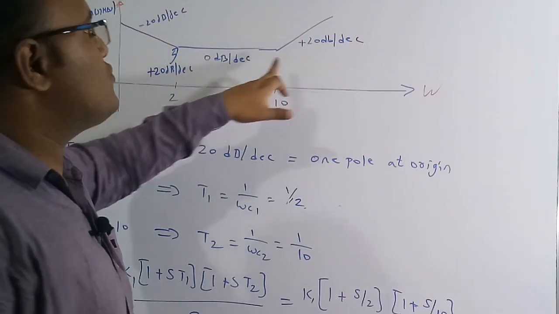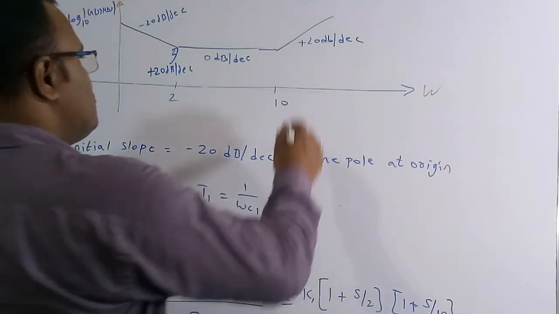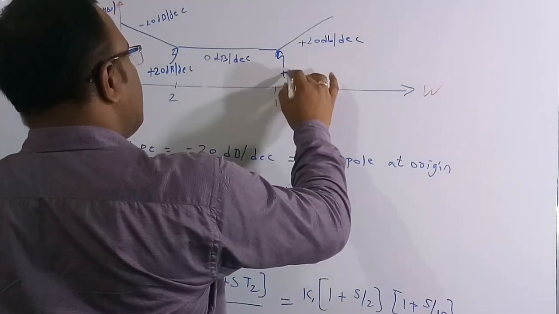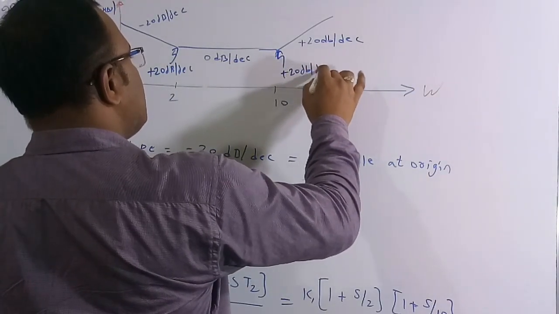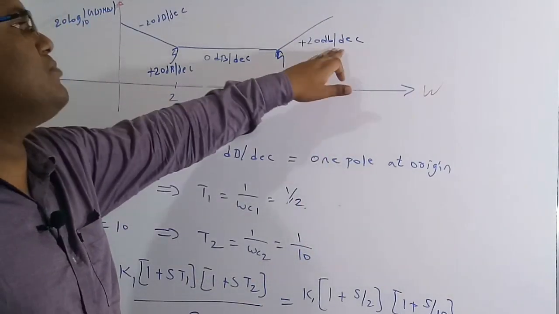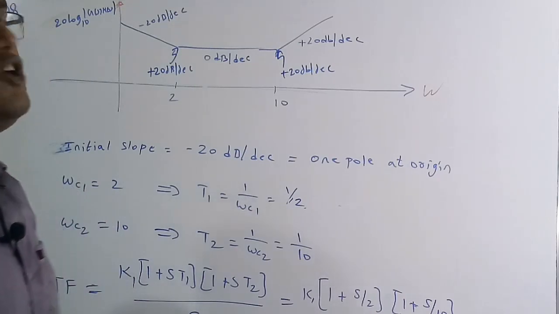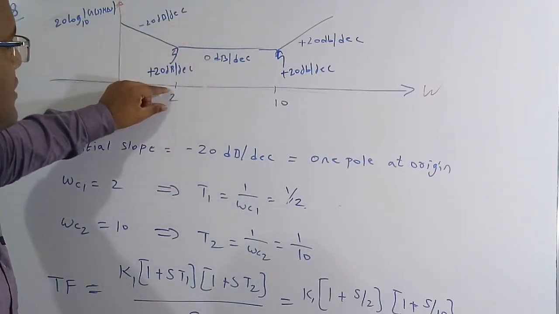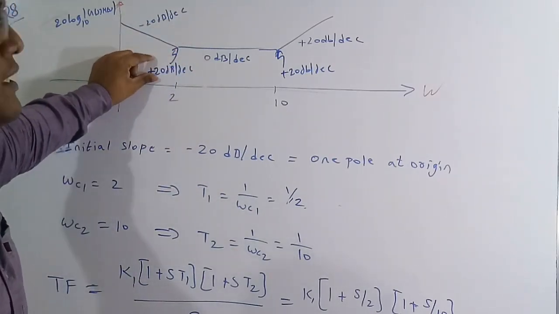So if you want to get plus 20, we have to add plus 20 to 0. Therefore here you have to add plus 20 decibels per decade. You have to add to the 0, then only we can get the plus 20 decibels per decade after omega is equal to 10. So therefore at one corner frequency you are adding plus 20 decibels per decade.